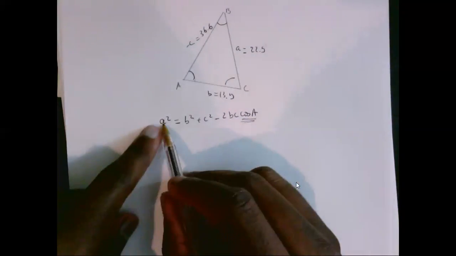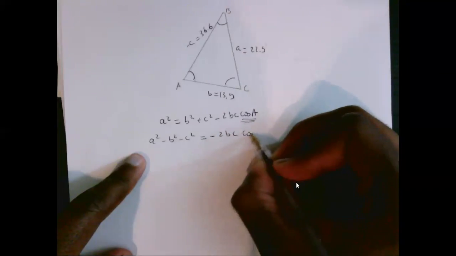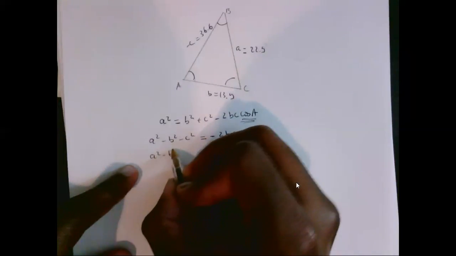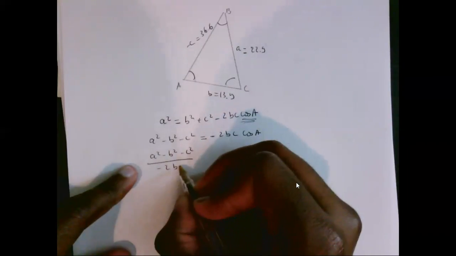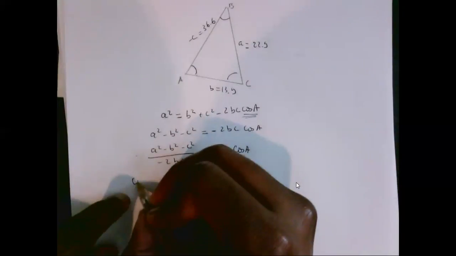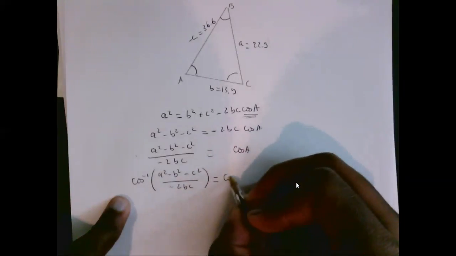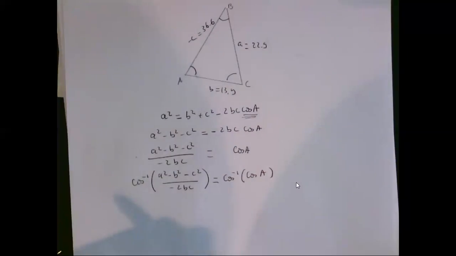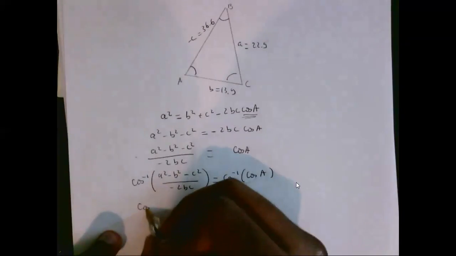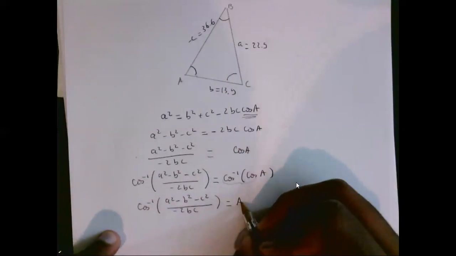So what I do, I bring these values on that side. So a squared minus b squared minus c squared should be equal to negative 2bc cosine of A. So cosine of A will be equal to this thing divided by negative 2bc. Then I do cosine inverse on both sides. Cosine inverse of cosine, those two cancel and I'm only left with A. So in other words, A equals cosine inverse of a squared minus b squared minus c squared divided by negative 2bc. So that's the formula to find A.